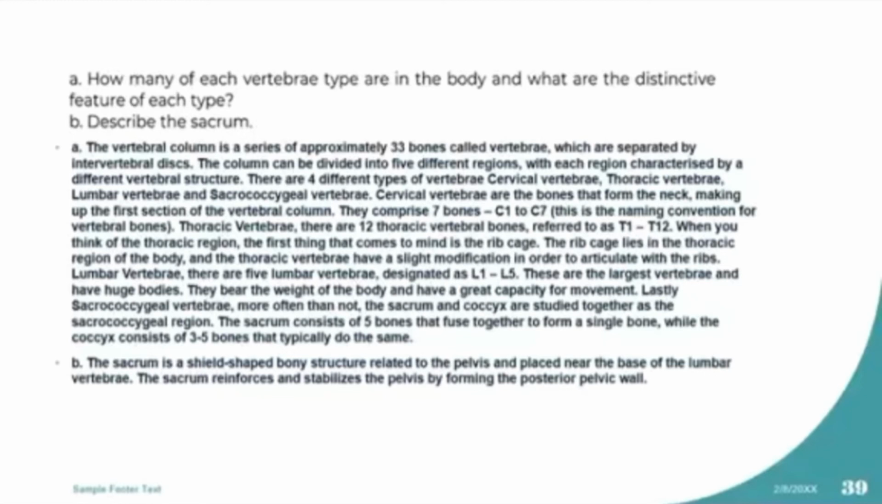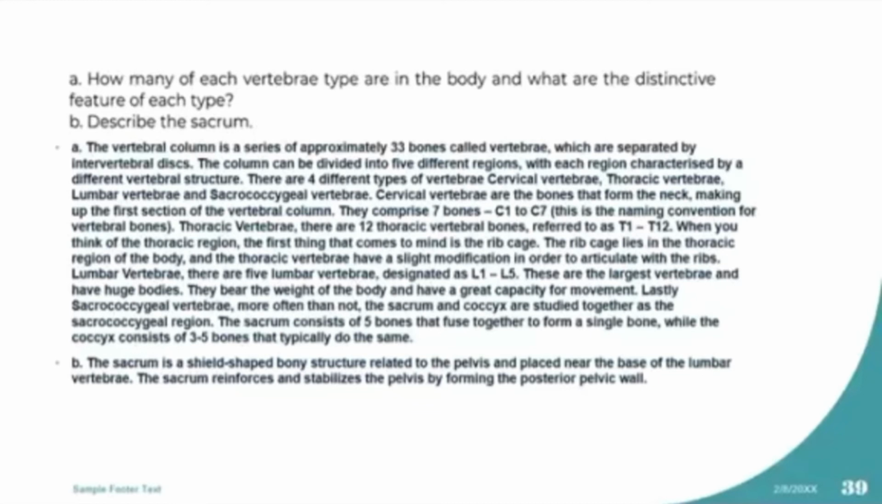So the last one is the sacrococcygeal vertebrae. More often than not, the sacrum and coccyx are studied together as the sacrococcygeal region. The sacrum consists of 5 bones that fuse together to form a single bone, while the coccyx consists of 3 to 5 bones that typically do the same.